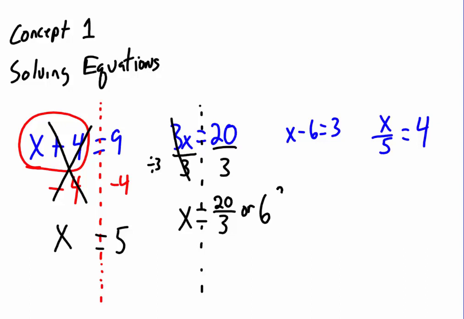So 6 times with 2 left over, and then the bottoms have to stay the same, 2/3.